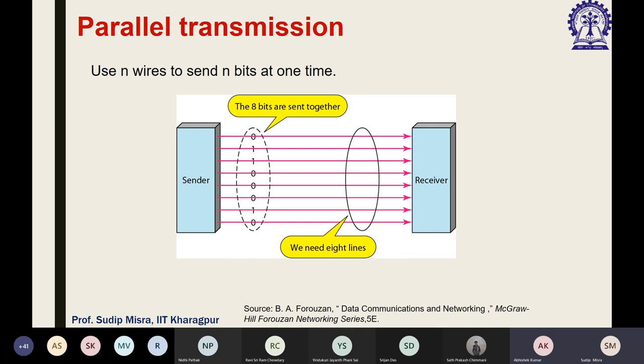So first, let us have a quick look at how parallel transmission looks. You have a sender, you have a receiver, and let us say n number of wires running between the sender and the receiver. If we have n wires running between them, then at any instant of time, n bits can be sent in parallel. Together they can be sent. So if we have 8 wires, we can have at any instant of time 8 bits sent at the same time.